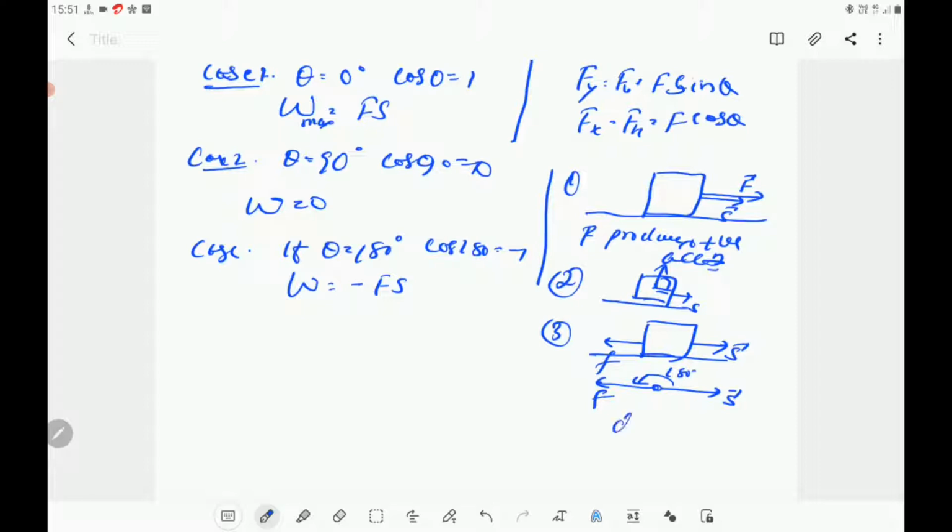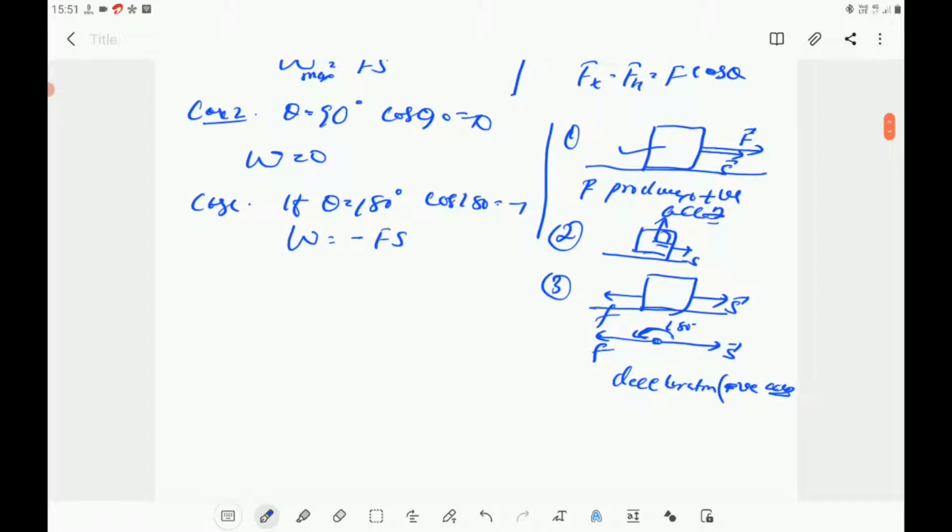So this is an example of deceleration. The first case produces positive acceleration. This is negative acceleration, also called deceleration. Negative acceleration implies speed decreases, finally the body comes to rest. So negative work done implies the speed decreases. Whether speed increases or decreases, the work value is the same in form but the effect is different. That's it. Positive acceleration, positive work. Negative acceleration, negative work.